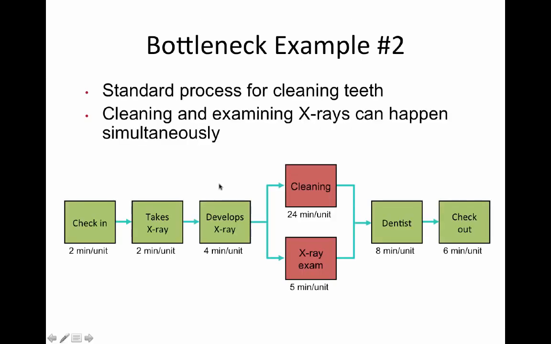Okay, so let's go through another bottleneck example, and here it's very similar to the last one. So here's a process for cleaning teeth. You can quickly see, and this is the value of having a process map, what takes the longest period of time, and that's the cleaning step. So the cleaning is going to be the bottleneck. See, 24 minutes for every unit.